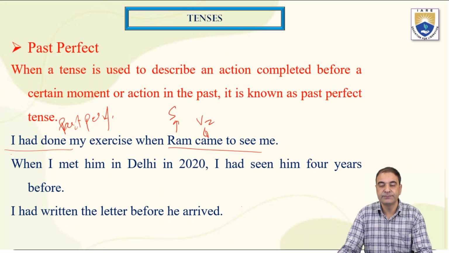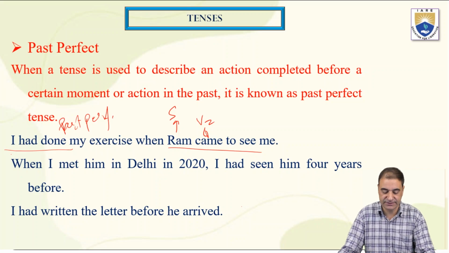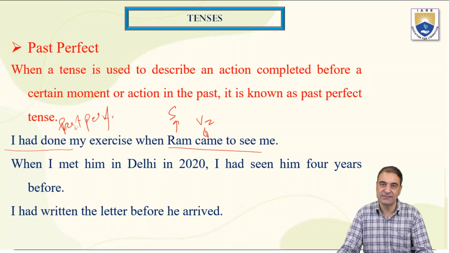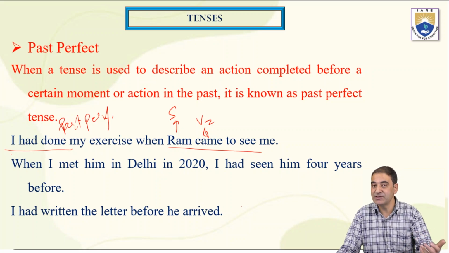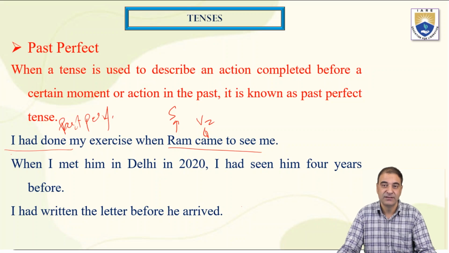Now here, again we have two actions. You need to see which action had been completed first. That is, I had done my exercise. I had done my exercise when Ram came to see me. In other words, he had done his exercise before Ram came to see him.